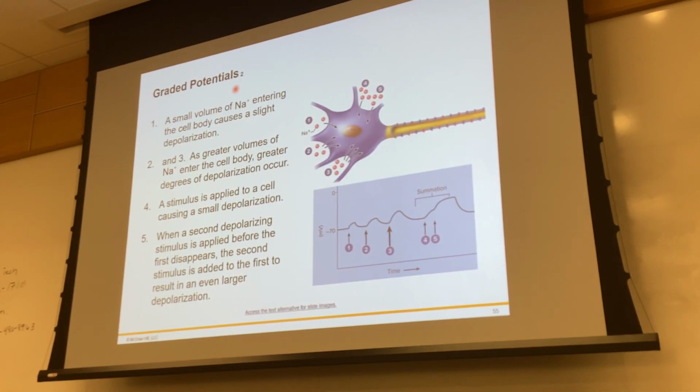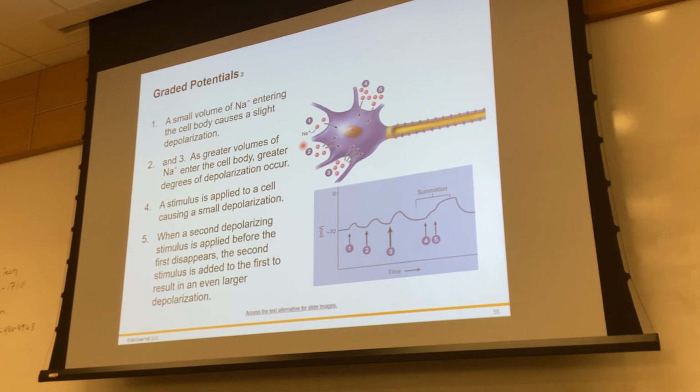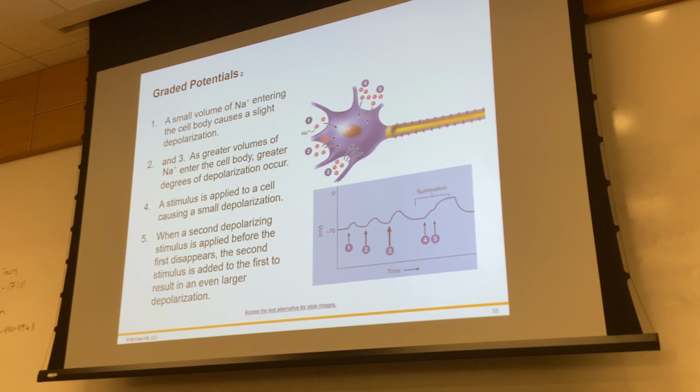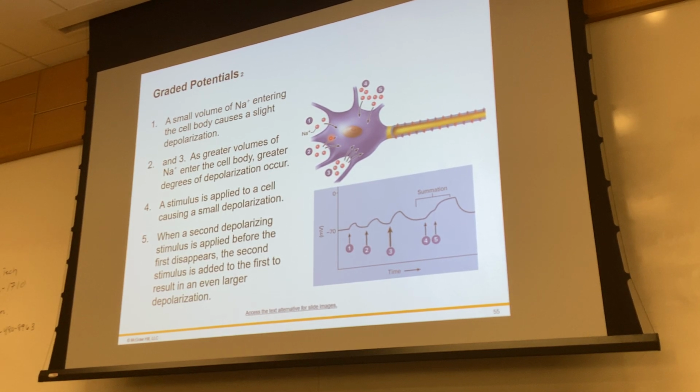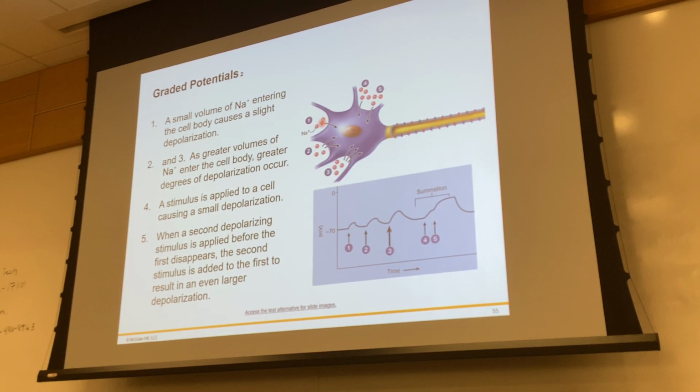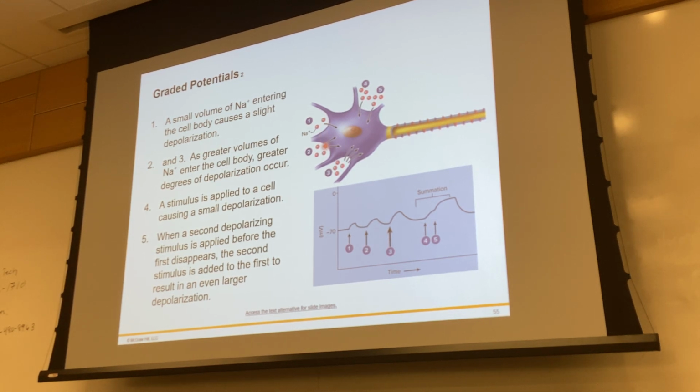So let's talk about this picture in the upper right-hand corner. We have a couple of numbers here. 1, 2, and 3 represent the influx, or import, of sodium into the cytosol of the soma. Okay, so not the axon right here. This is import of sodium into the soma. If just a little bit of sodium goes into the cell, then there's just a slight depolarization. If there's a little bit more and a little bit more, then those things will add up.